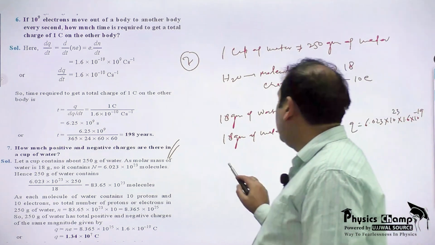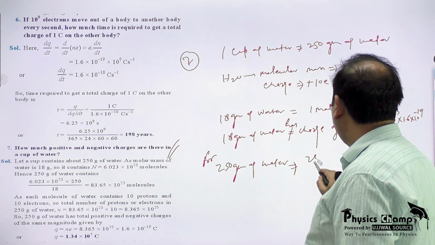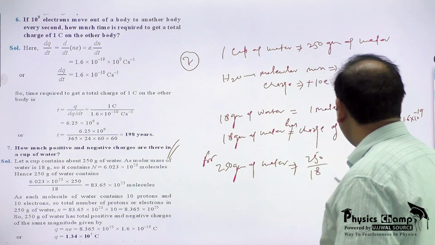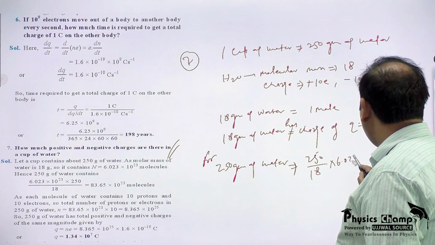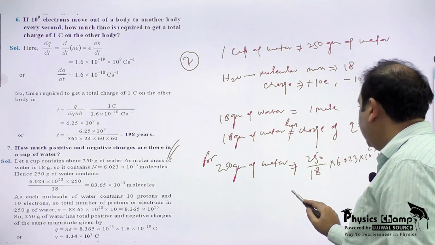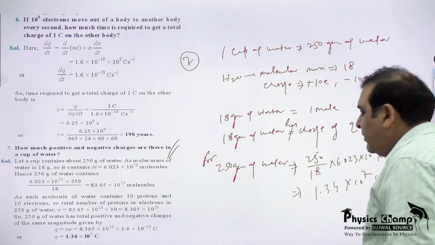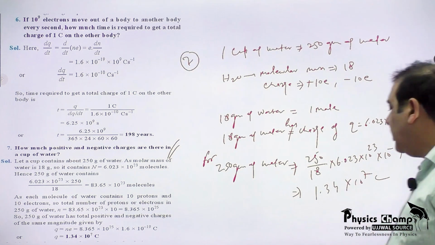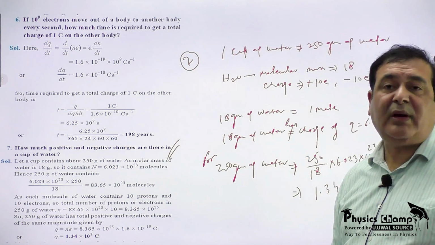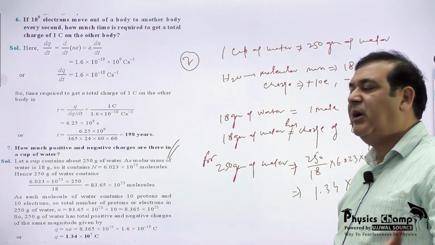So if I say 250 gram of water, 250 divided by 18 will tell me the number of moles, into 6.023 into 10 to the power 23 into 10 to the power minus 19. So it will have a charge of 1.34 × 10 to the power 7 coulomb, and this is the amount of positive charge in 250 gram of water, and the same will be the amount of negative charge in 250 gram of water, and the net charge in 250 gram of water will be 0 because charge is additive in nature.